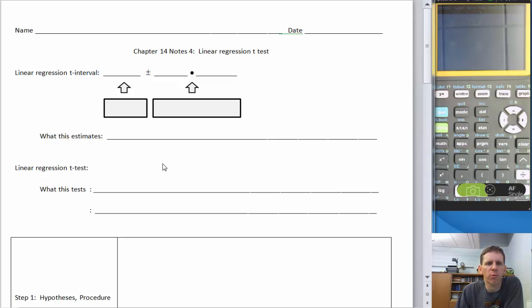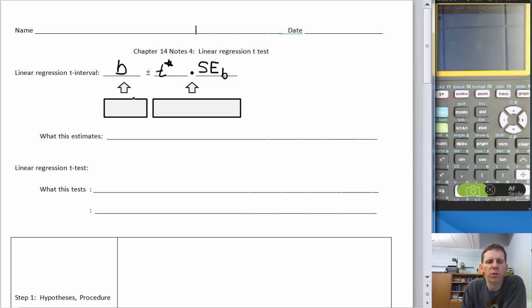These are the Chapter 14 Notes 4 on Linear Regression t-test. You may recall the last couple of days we have spent constructing these linear regression t-intervals. The equation that we've worked with the last few days has looked like this: B plus or minus t star times SEB, the standard error of the slope.